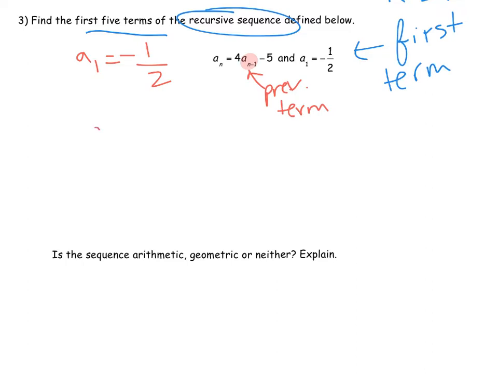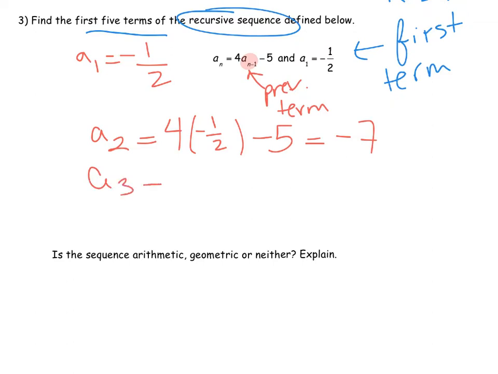To get the second term, a sub 2, I'm going to use the formula 4 times the previous term, which is negative 1/2, minus 5. And when I put that in the calculator, I end up getting negative 7. Okay, so that's my second term.